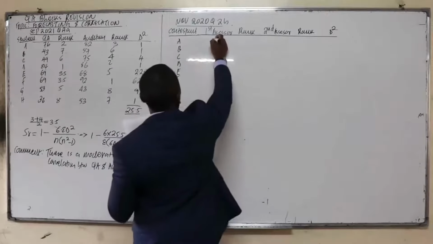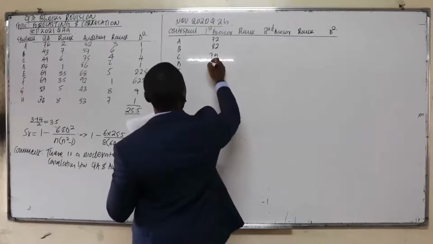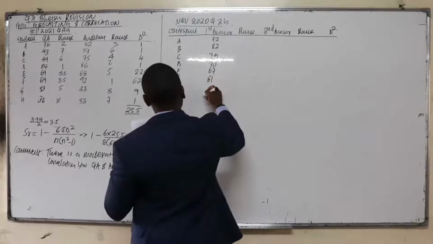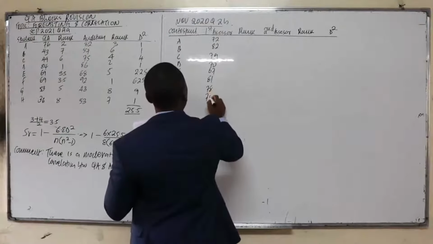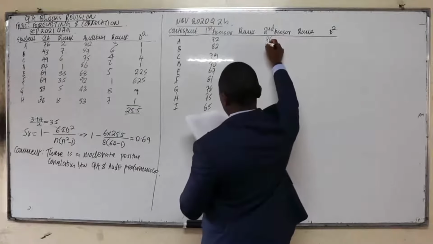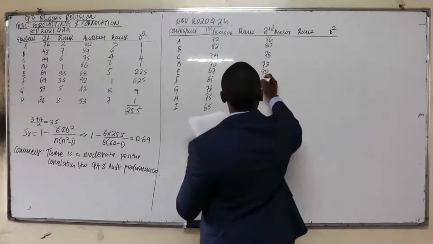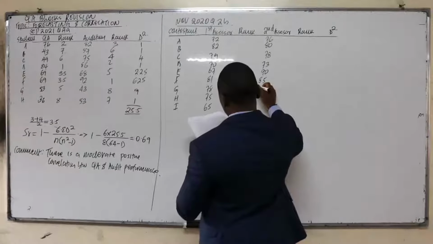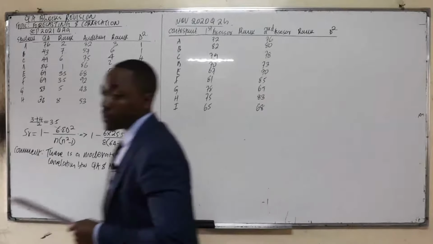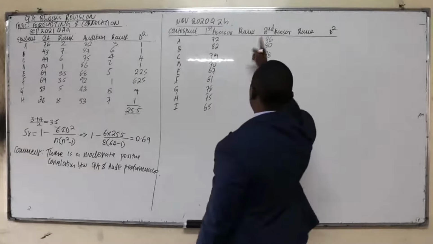So the first assessor gave A 72%, 82, 79, 70, 67, 81, 78, 75, 65. For the second assessor we have 76, 80, 78, 73, 70, 85, 69, 83, 68. Then we rank. So can we rank this?